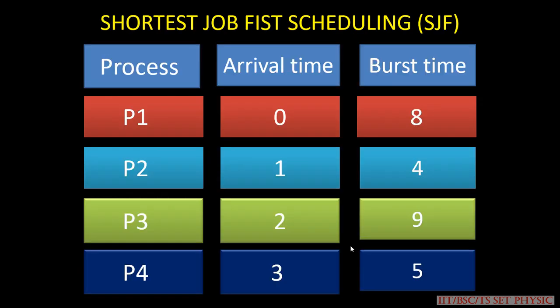Next is an example for shortest job first scheduling. In shortest job first, there are two types, preemptive and non-preemptive, so two types of examples. In this, we are introducing a new field, the arrival time. Previously, only process and burst time were there, but in shortest job first, arrival time is introduced. The arrival time is the difference between preemptive and non-preemptive; it decides whether the problem is preemptive or non-preemptive.